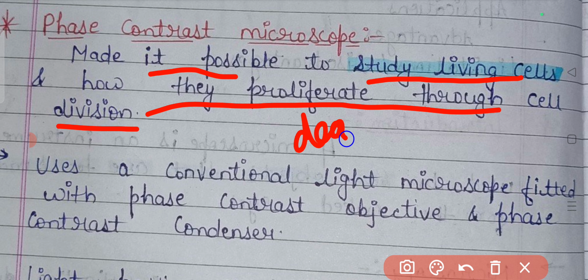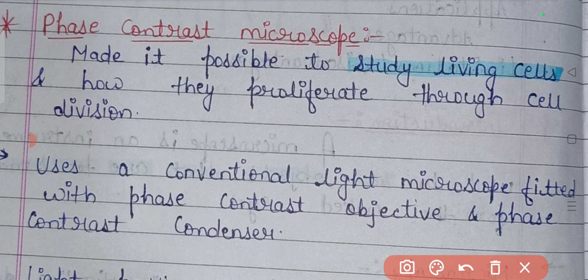We do not need the dead cells. There is no use of dead cells. We are able to visualize the living cells. We are able to study them, their cell division process, mitosis, meiosis, their movements, flagellar movement, their locomotion. We will be able to study them more easily. And it uses a conventional light microscope.